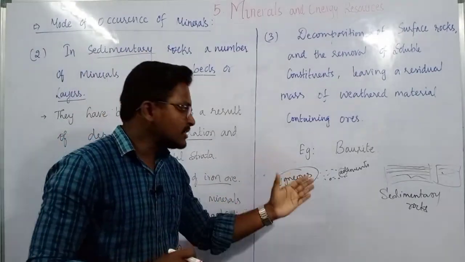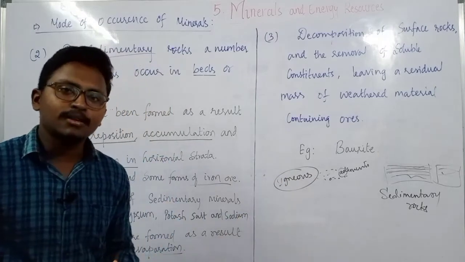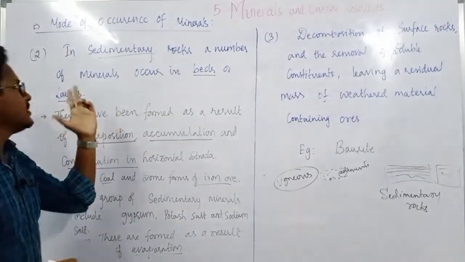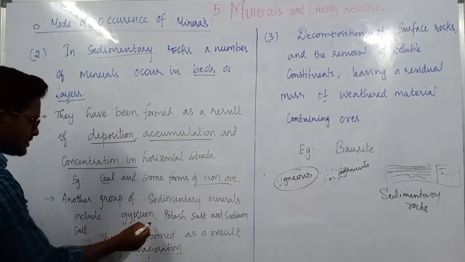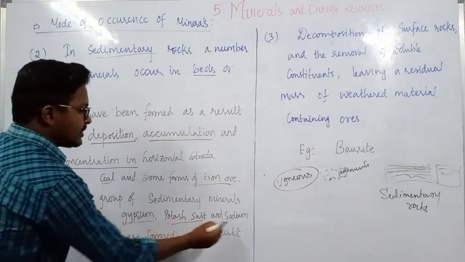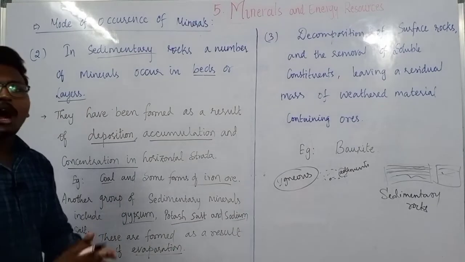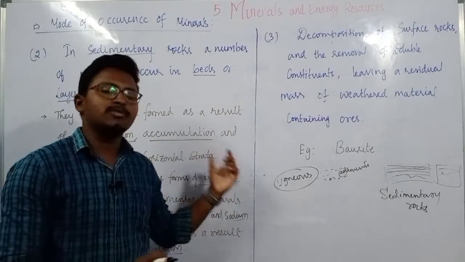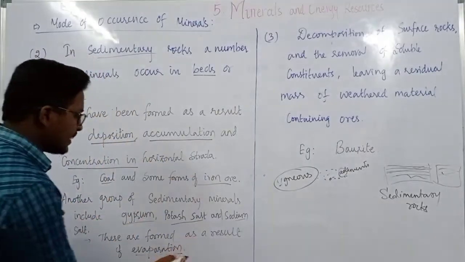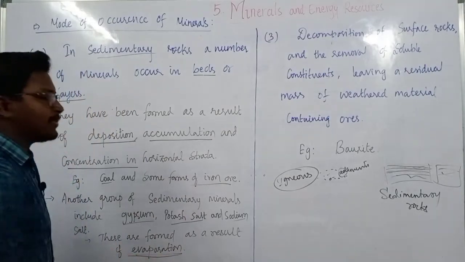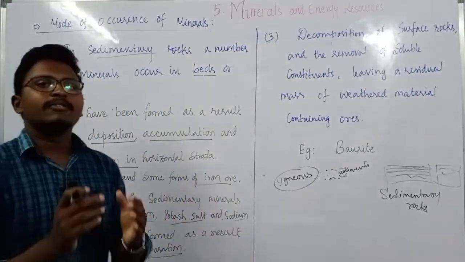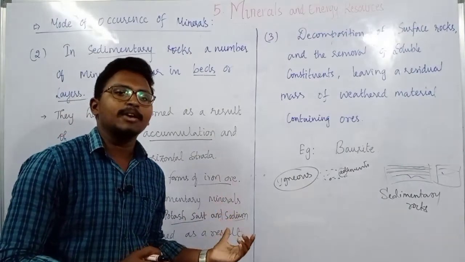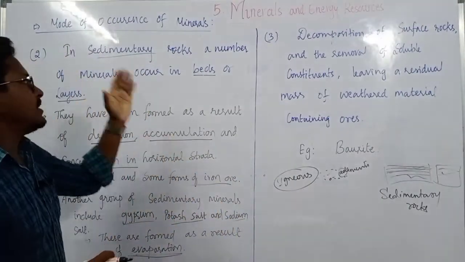And not only coal and iron ore, there are some other minerals which are formed in sedimentary rocks. Those minerals are gypsum, potash salt, and sodium salt. How these gypsum, potash salt and sodium salt are formed is mainly because of evaporation. So sometimes because of evaporation also, minerals can be formed in these sedimentary rocks.